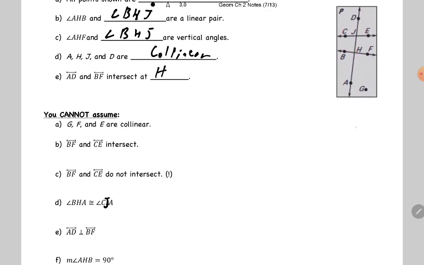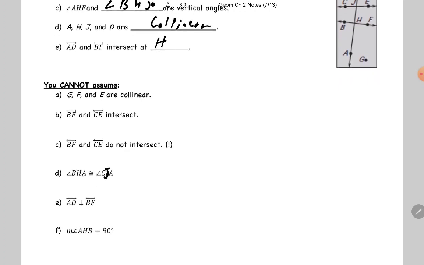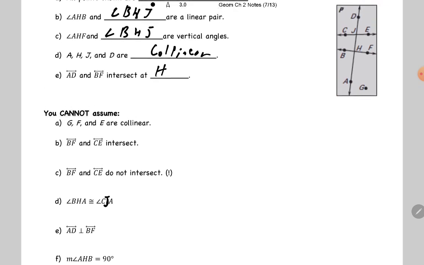You can't assume that things are perpendicular, even if they look that way. They need the right angle. And you can't assume things are 90 degrees. Again, you'll need the right angle symbol.